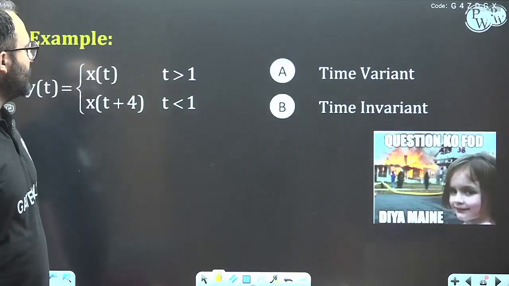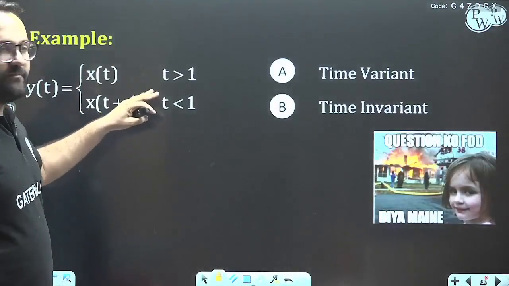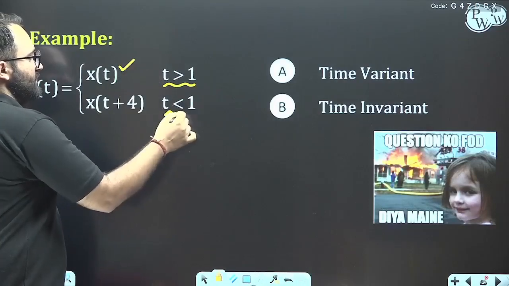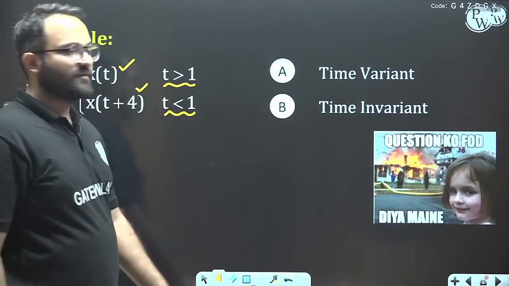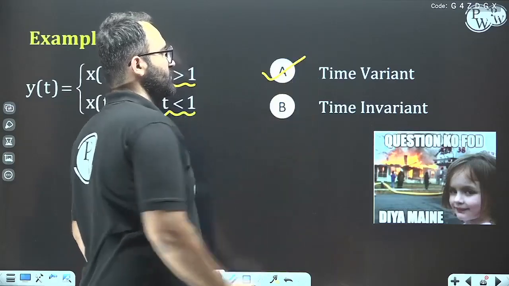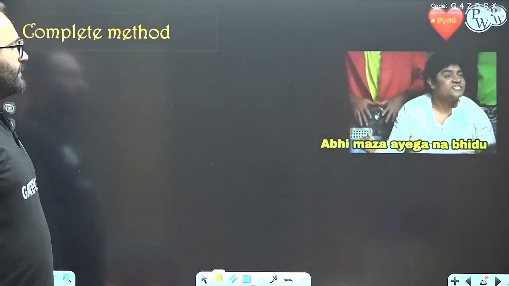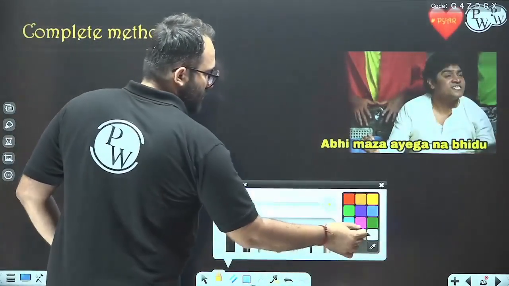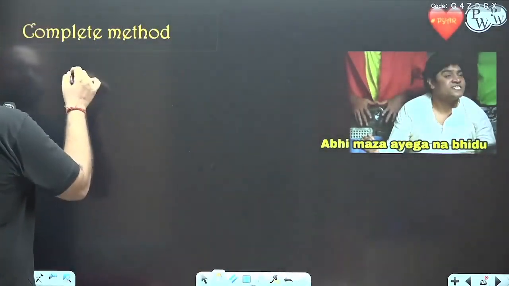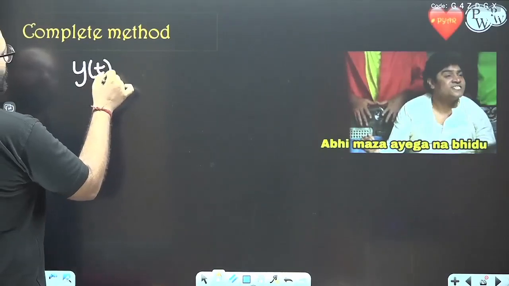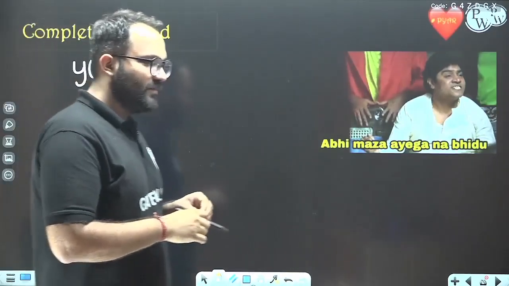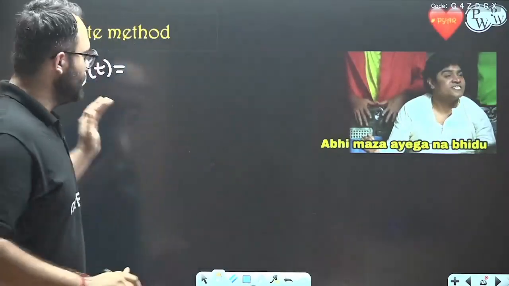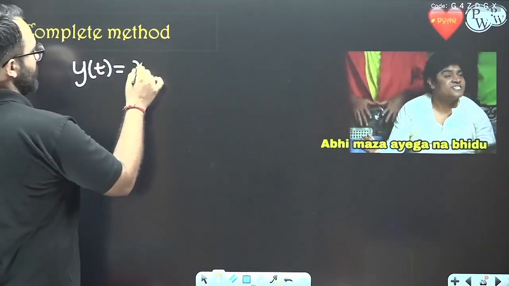Okay, next. Here we have the time dependent relationship. For t greater than 1, this is the relationship. For t less than 1, this is the relationship. So this system is also time variant. Let's see more examples for more clarity. Because with these 3 points, you will always be able to solve any problem of time variant, time invariant.